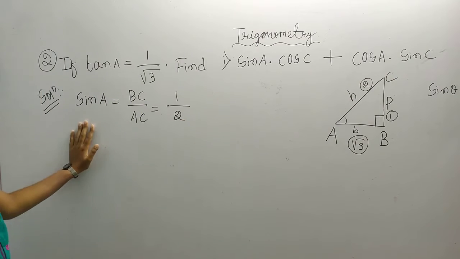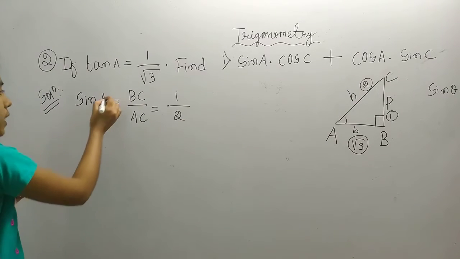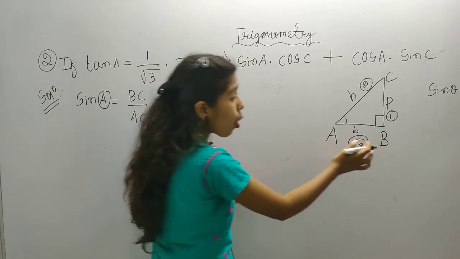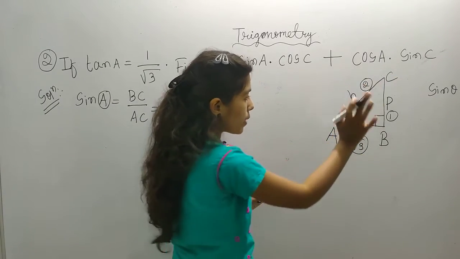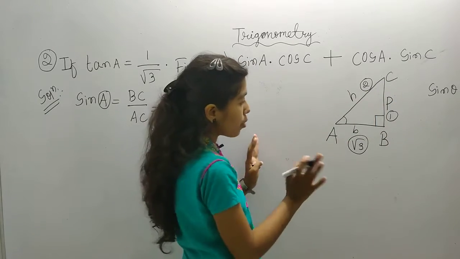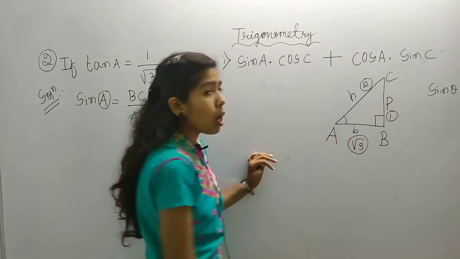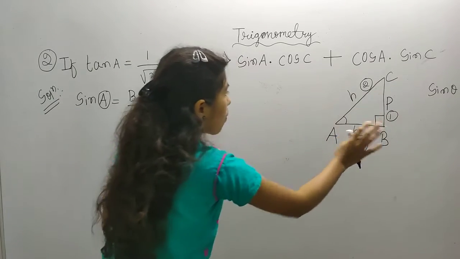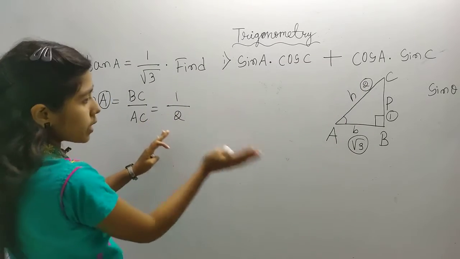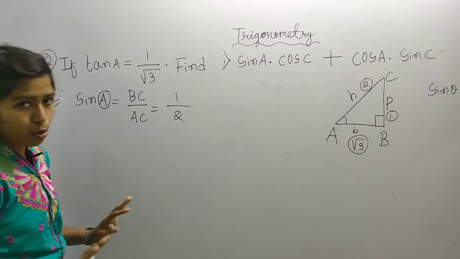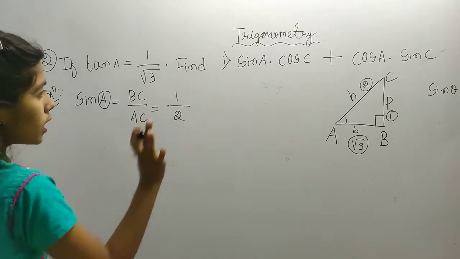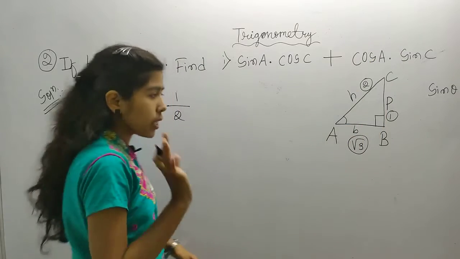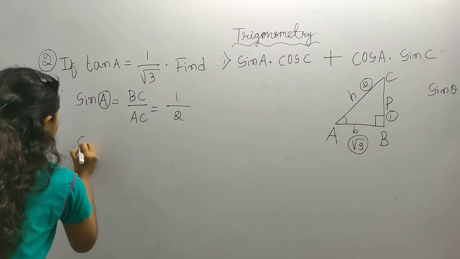Here you see sin A. I have written sin A. The angle is A here. So we have to find perpendicular by hypotenuse. So the opposite side to angle A is BC. So this is the perpendicular I have said to you. Then this is the base and this is the hypotenuse. So P by H, perpendicular is BC, hypotenuse is AC. So BC is 1 and AC is 2. Over. Let's find sin C now. Sin A is 1 by 2, and now let's find sin C.